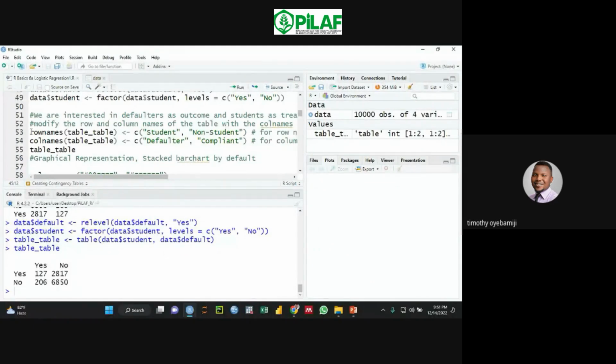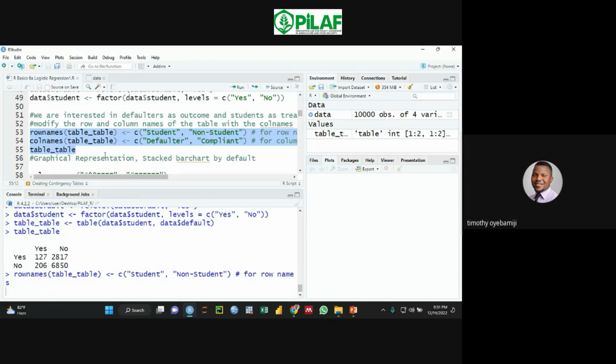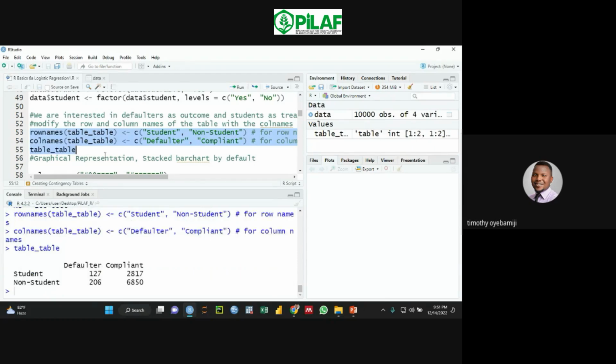So I'm going to run everything together and call the table underscore table once again. And let's see what we have. So we have defaulter, compliance, students, and non-students. Yeah. So among the students, we have 127 defaulters. We have 2,817 who were compliant. All right. So we can understand it better now.